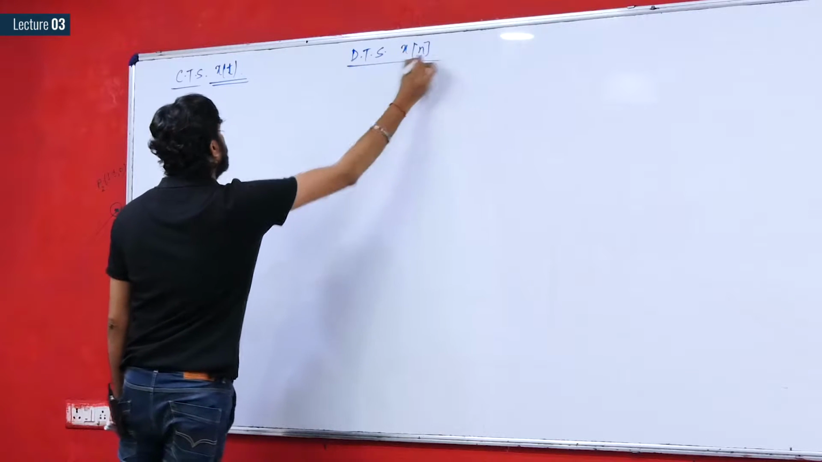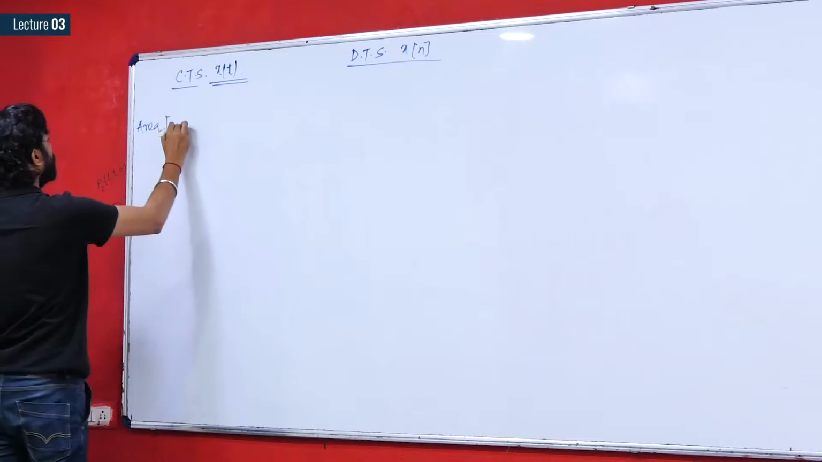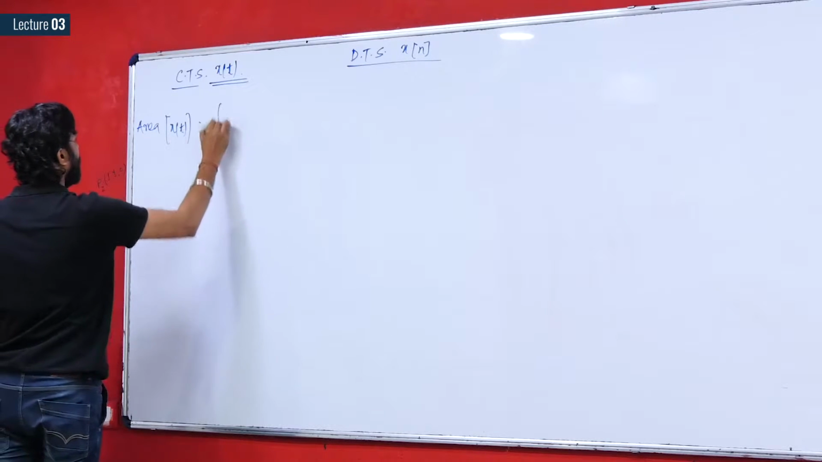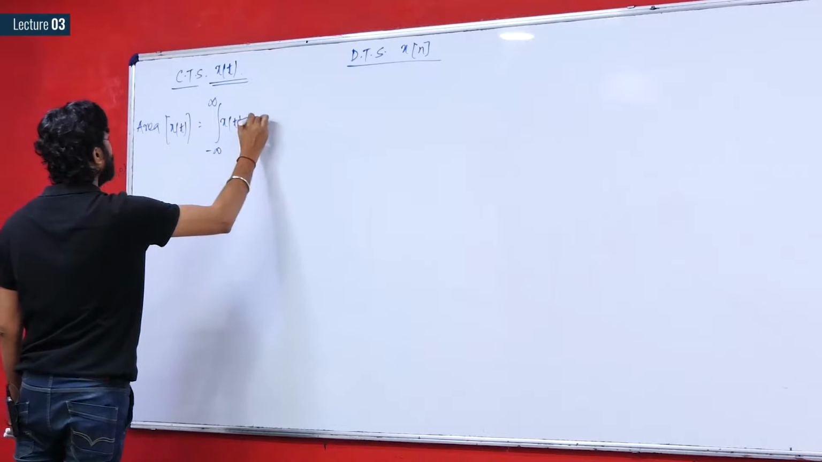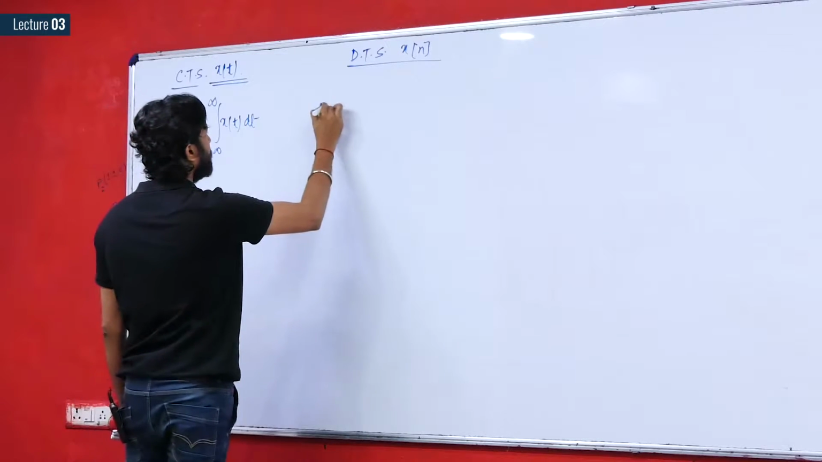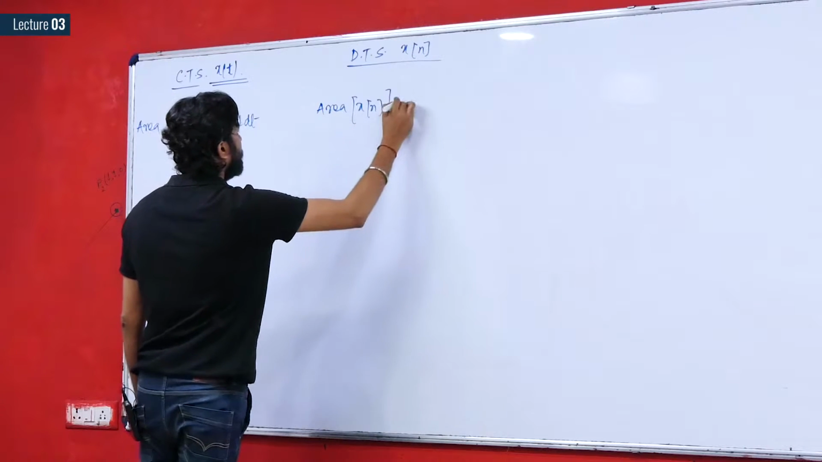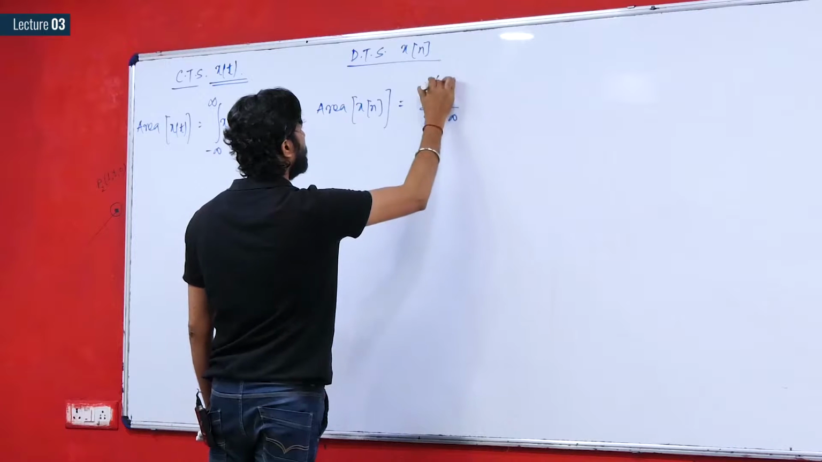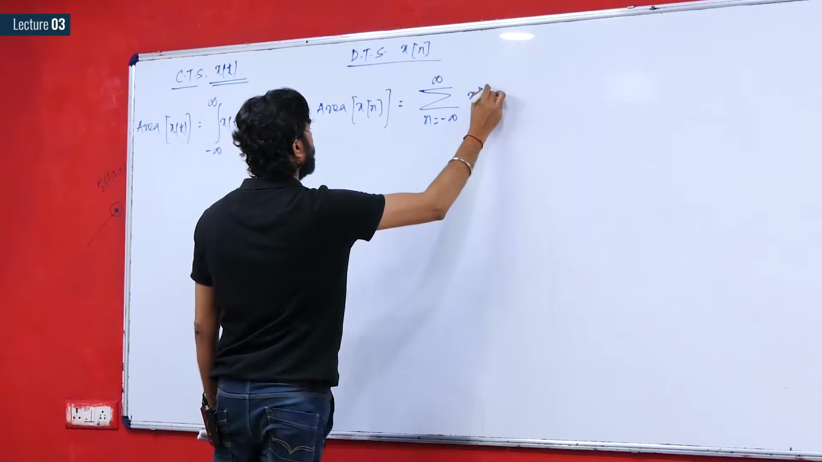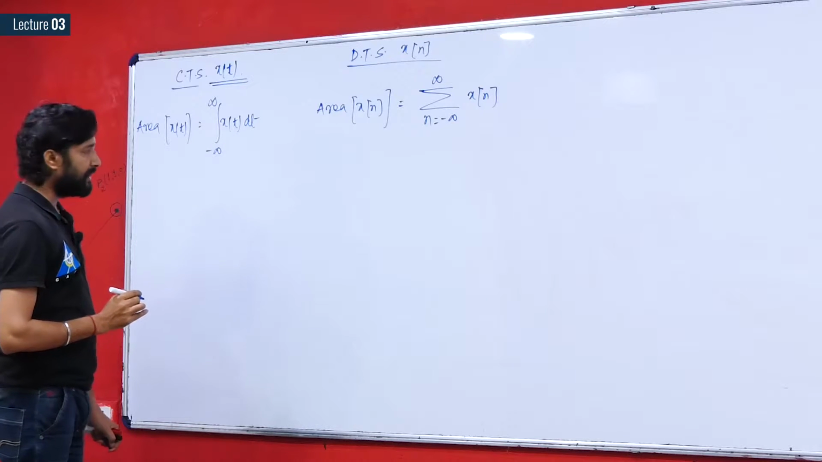Then we have seen that if we have to find out the area of these two signals, then area of x of t you have mentioned just as integration from minus infinity to infinity of signal x of t dt. Similarly, in the case of discrete time signal you have written area of x of n equals summation from n equals minus infinity to plus infinity of signal x of n. So it is by the definition you can find out the area.